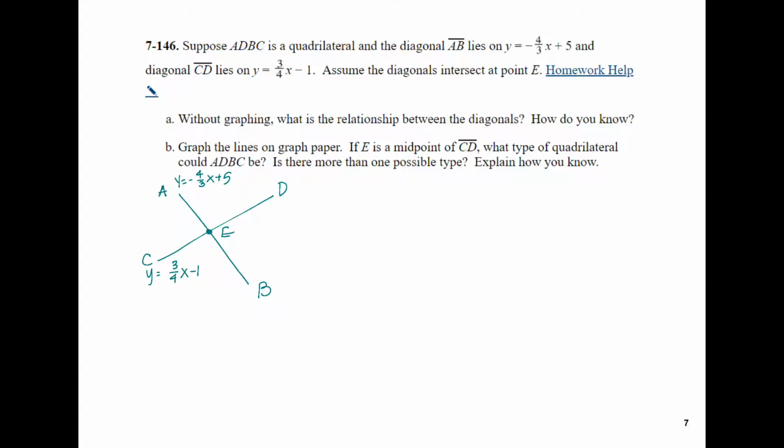How do you know? Looking at the slopes for both of these equations, my diagonal AB has a slope of -4/3, and my diagonal CD has a slope of 3/4. So I recognize that the lines are perpendicular, and I know that because the slopes are opposite reciprocals of one another.